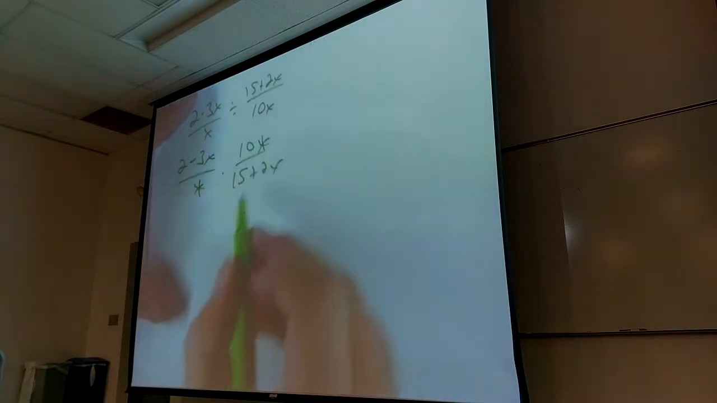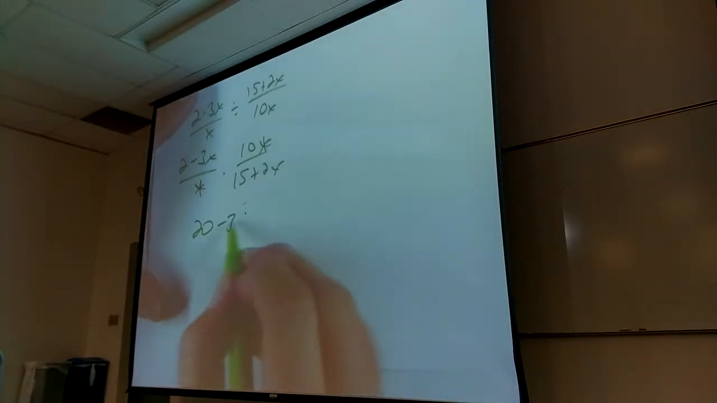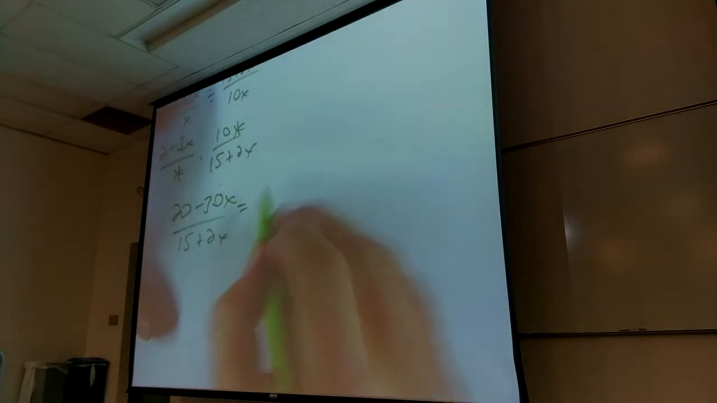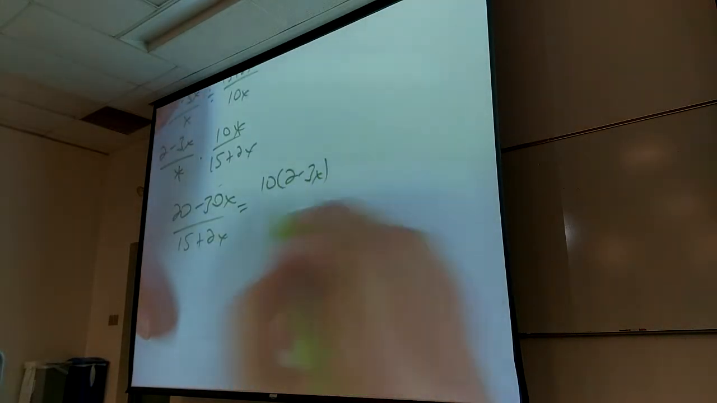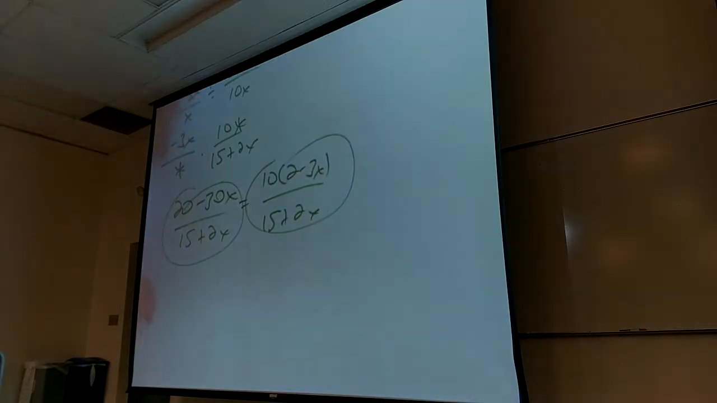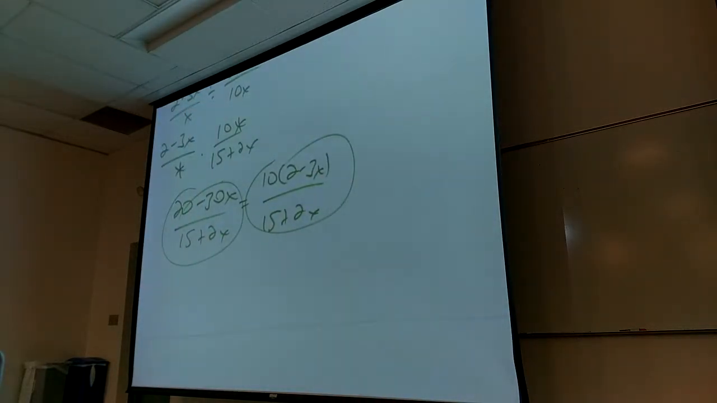Nothing happens. So you could multiply that 10 if you want to. You don't have to, but some of you got 20 minus 30x over 15 plus 2x. You're perfectly fine. Or you could stay at 10 times 2 minus 3x over 15 plus 2x. That's perfectly fine. Either one of those. I think everybody I looked at had one of those two. And some of you did it the second way, which is nice. I'm not going to give you extra points for that. You just pick a way that makes more sense.